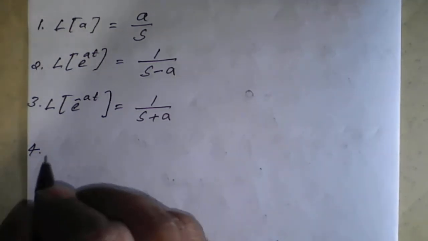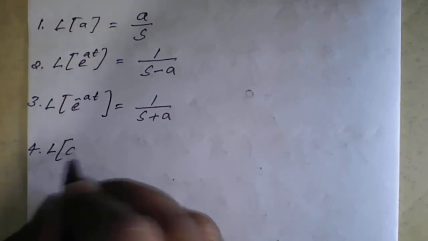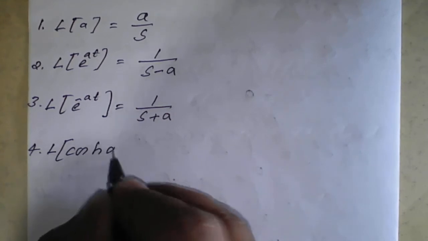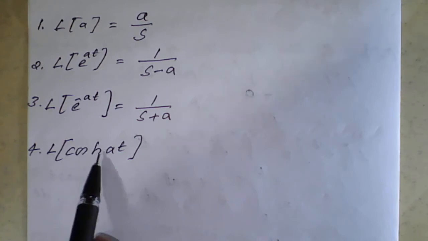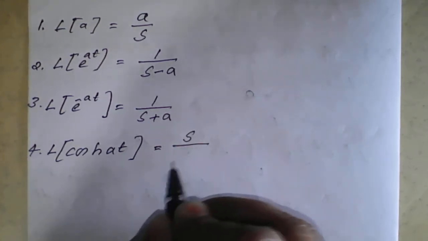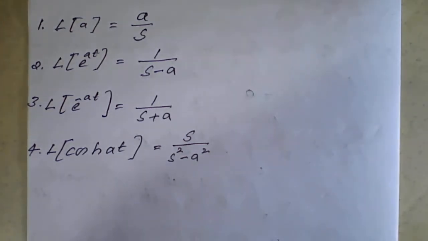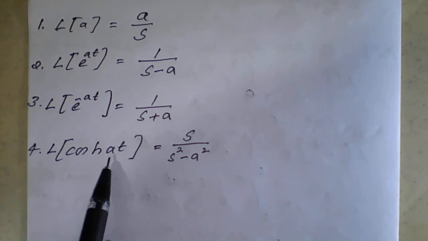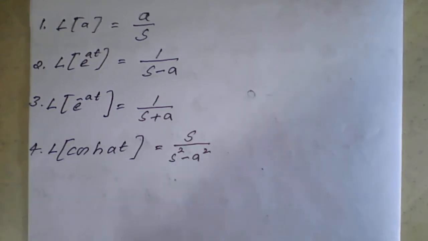Next formula, formula number 4. So concentrate and see here. Laplace of cos hyperbolic of at is given by s divided by s square minus a square. So remember, Laplace of cos hyperbolic of at is s divided by s square minus a square.